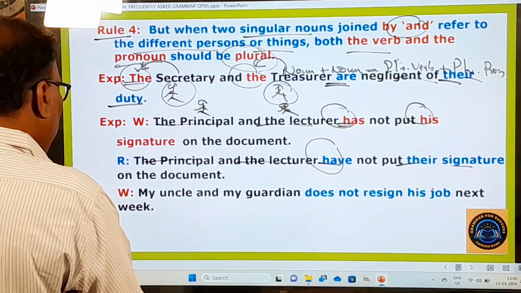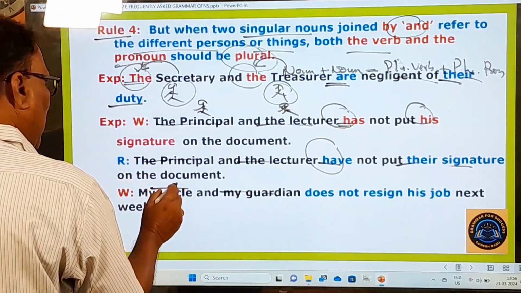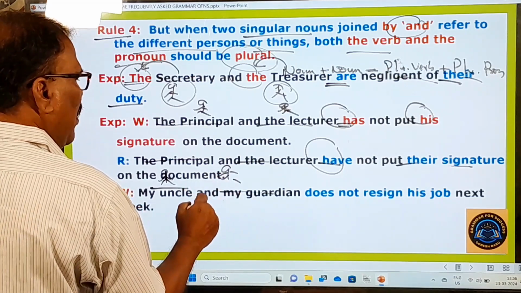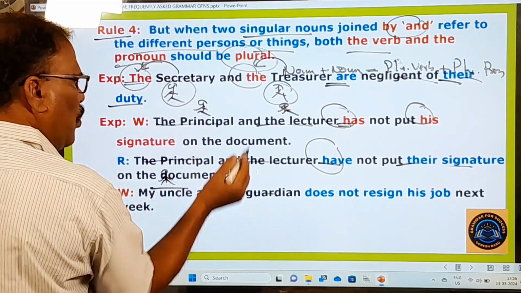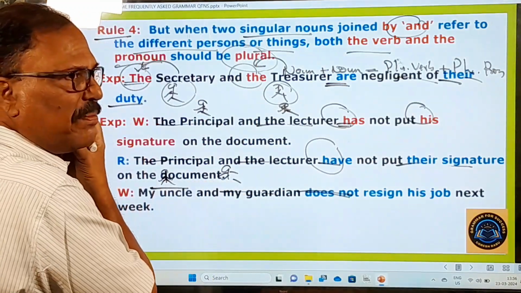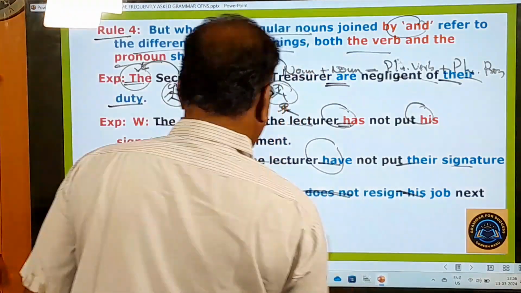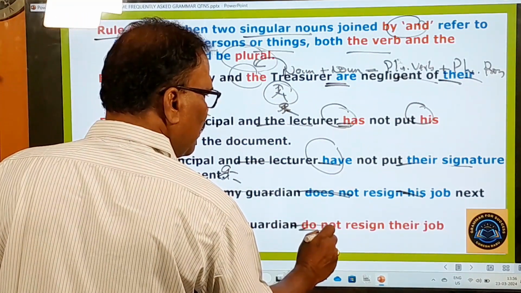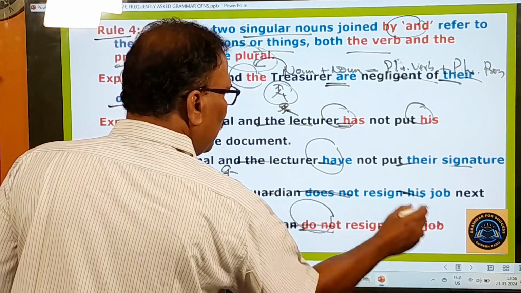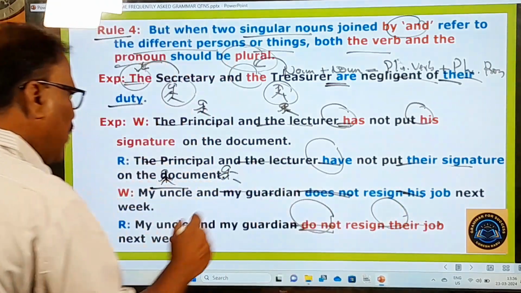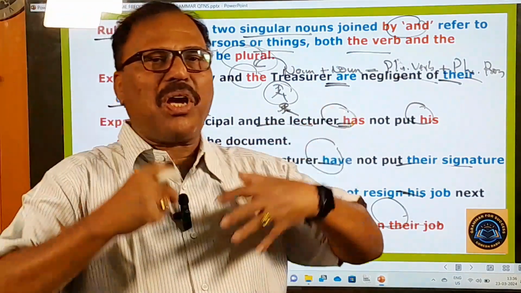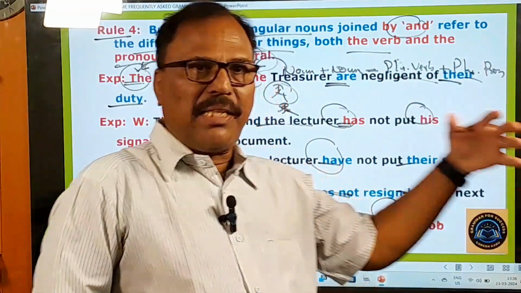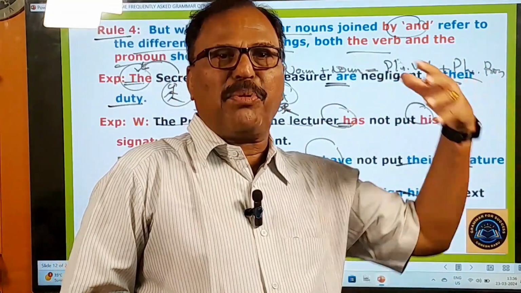Last example, my uncle and my guardian. My uncle, separate person, my guardian, separate person. These two are separate. That means there are two persons. Whenever there are two persons, you cannot use a singular verb after that and a singular pronoun after that. What should be the right one here? My uncle and my guardian do not, plural. Their job, you should not say his job. So when two nouns are joined by and, referring to two different persons, then after them we should use a plural verb and plural pronoun.